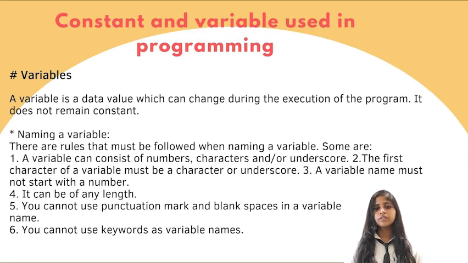When naming a variable, there are rules that must be followed. Some are: first, a variable can consist of numbers, characters and or underscore. Second, the first character of a variable must be a character or underscore. Third, a variable name must not start with a number. Fourth, it can be of any length. Fifth, you can't use punctuation marks and blank spaces in a variable name. Last, you cannot use keywords as variable names.